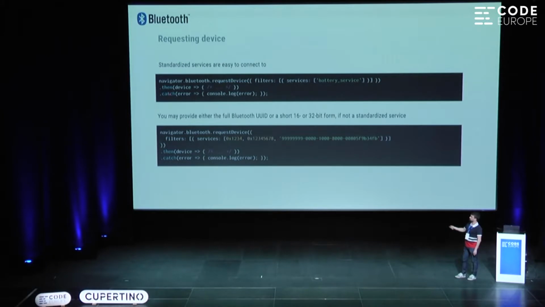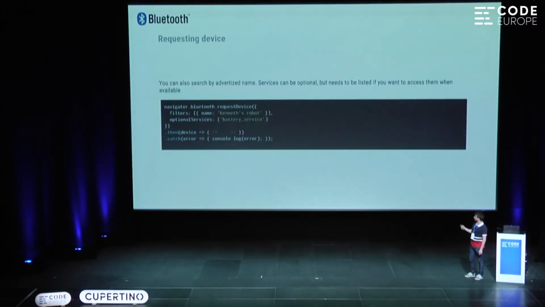So this is the promise API. This doesn't happen immediately. It might take maybe a few milliseconds or a second, depending on the device. There are also other ways, like you can request a UUID instead, depending on how Bluetooth works. If you do your own devices, you can also just use a name. So I could do a robot and call it Kenneth Robot.